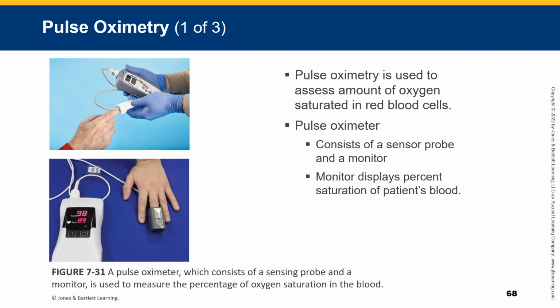We're going to talk now about pulse oximetry. Pulse oximetry is used to assess the amount of oxygen saturated in red blood cells. This is a machine that performs this function, and the pulse oximeter consists of a sensor probe and a monitor. To operate a pulse oximeter, turn on the monitor. Once you know the monitor is operating correctly, place the sensor probe over the patient's fingertip or, if necessary, their earlobe. The monitor should then display the percent of saturation of oxygen in the patient's blood.